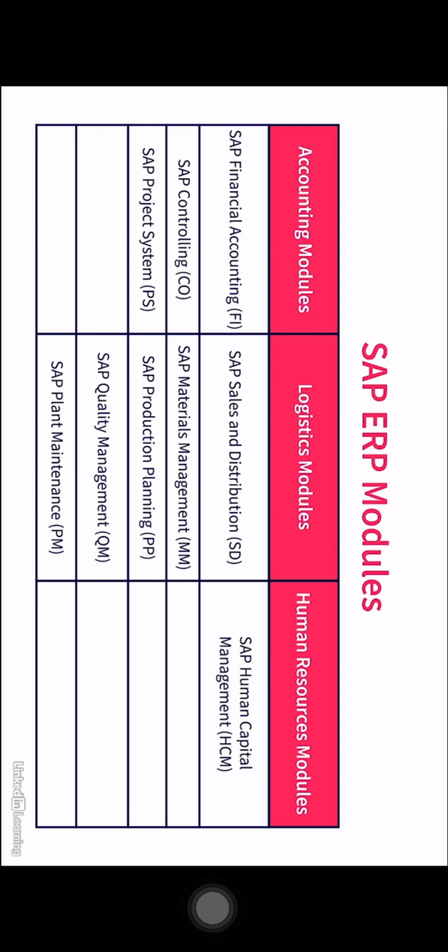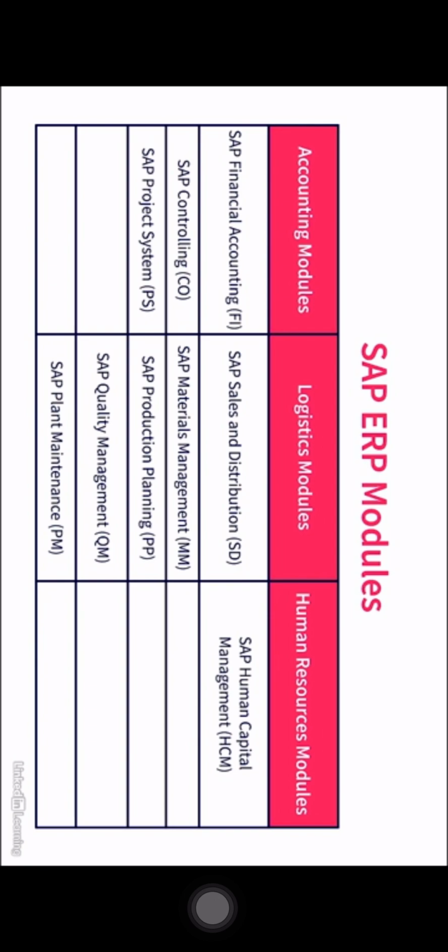Let's talk through some of the most common functional modules. The first group we'll look at are accounting modules. SAP Financial Accounting includes the general ledger, accounts payable, and accounts receivable. Next is SAP Controlling. This is where profit center and cost center accounting are done.